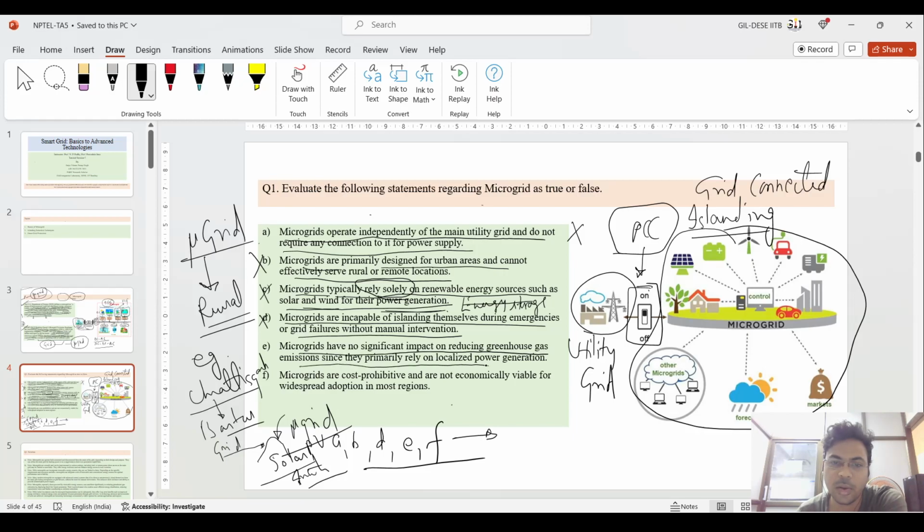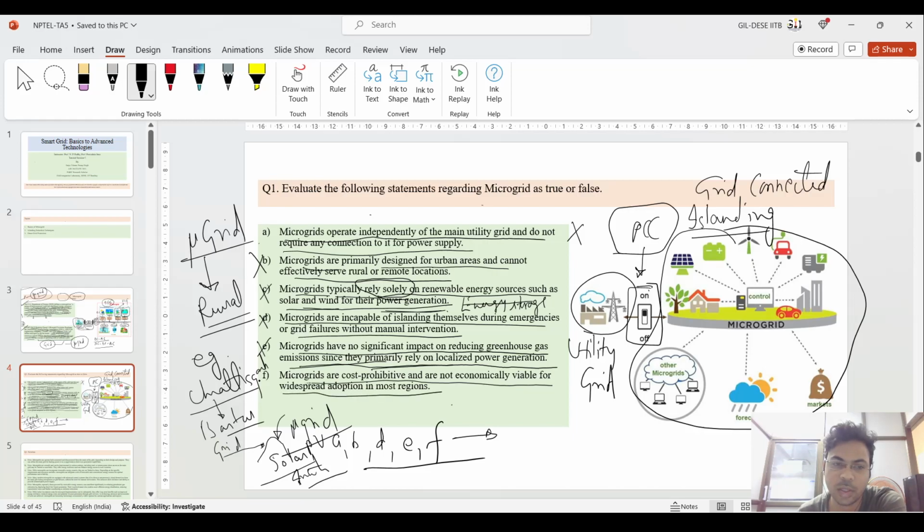And coming to the E part, that microgrids have no significant impact on reducing greenhouse gas emissions since they primarily rely on localized power generation. That is also false, because it connects these renewable energy sources to form a grid, this microgrid. Microgrid means there is lower power generation as compared to the utility grid. So it can impact greenhouse emissions by reducing them, because there is a higher penetration of renewable energy sources.